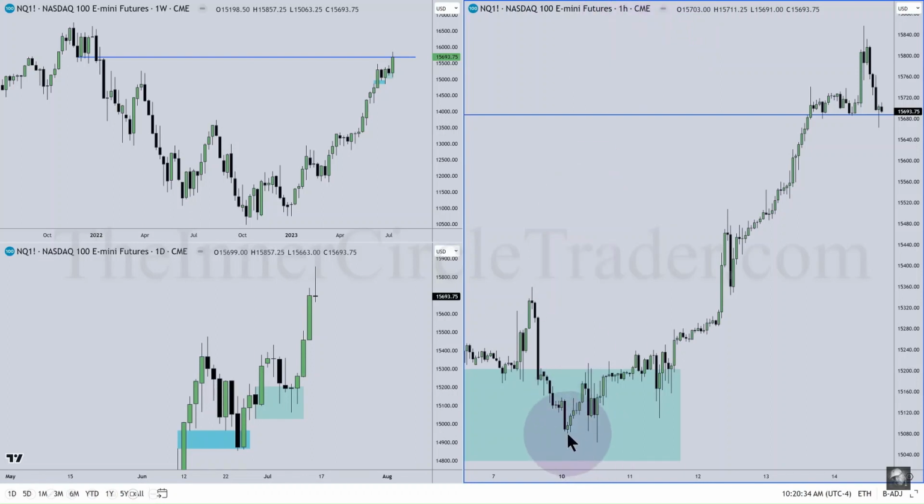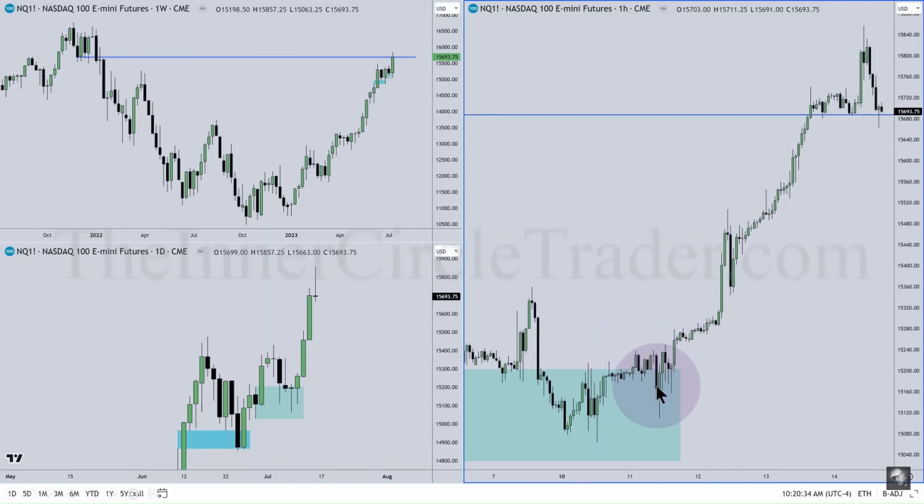So we have relative equal lows here. We drop down into it. We trade above this short-term high right there. That's all it needs to do. That's a shift in market structure. It doesn't need to close above it. It just now sets the thing in motion that we're going higher.